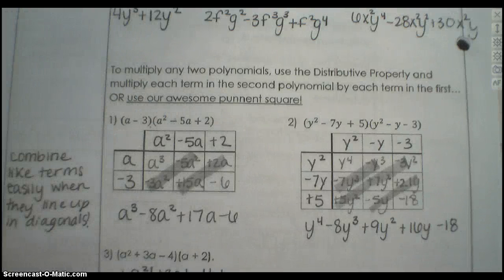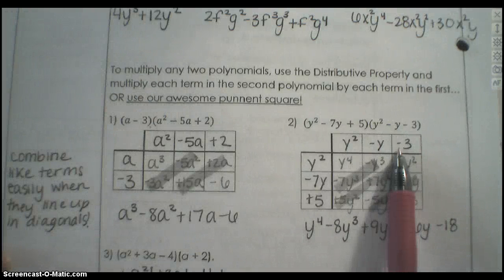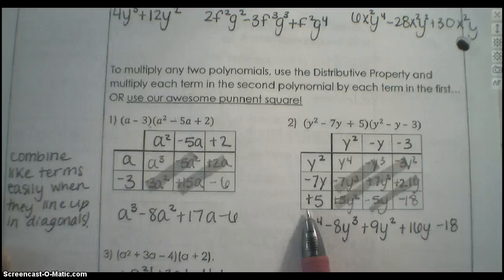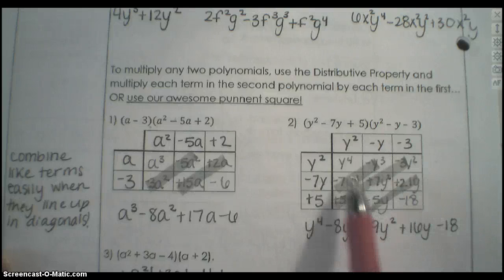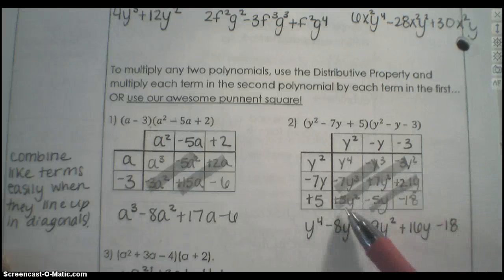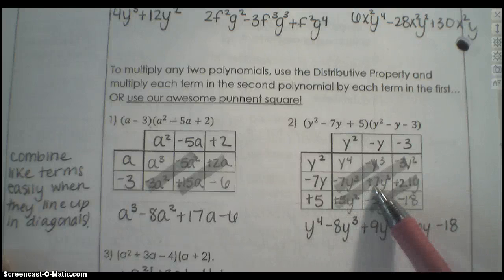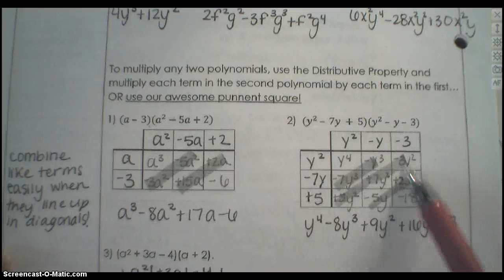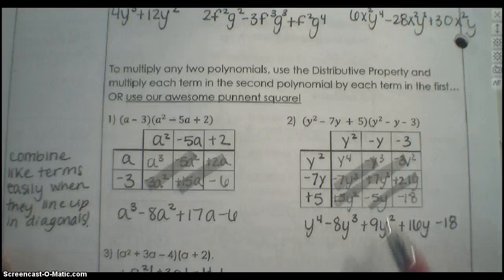All right, so let's go ahead and check. If you didn't put these 3 up here, if you had them over here, again, it doesn't matter the order, but we should have a y to the 4th. We should be adding a negative 7y to the 3rd and a negative y to the 3rd to get negative 8y to the 3rd. Should be adding diagonally this way, 5y squared, positive 7y squared, negative 3y squared to get 9y squared. Negative 5y plus positive 21y to get 16y, and then negative 18.